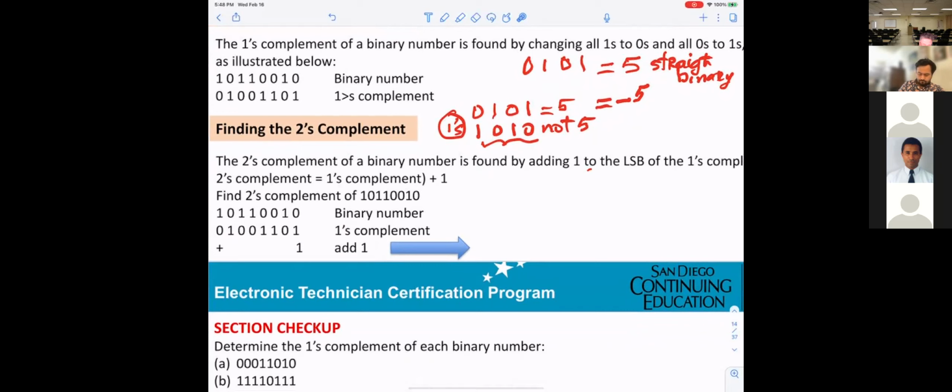That means you have to check 0 1, 0 0, 1 1 0 1. And you have to add 1. And the answer will be in second complement. Now tell me what you get.